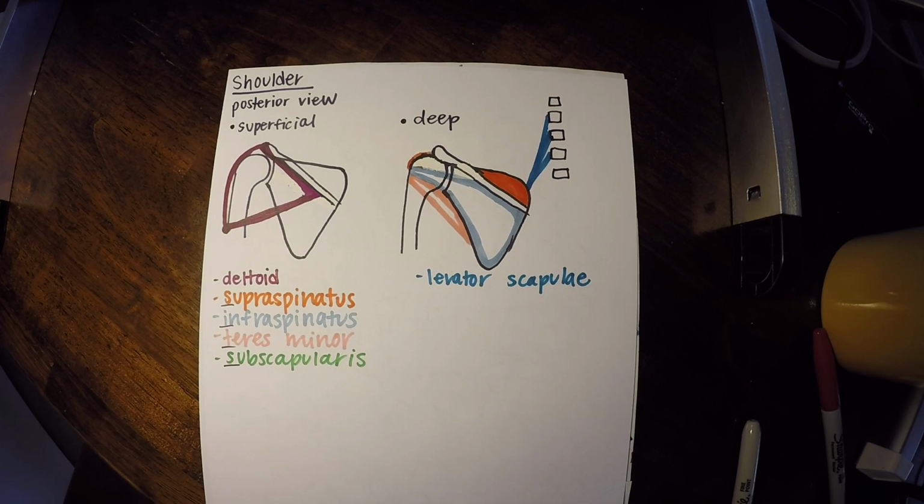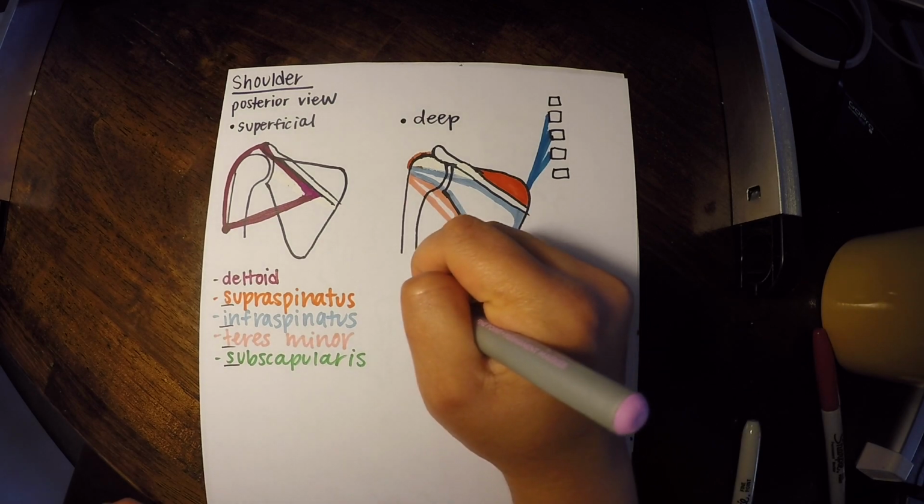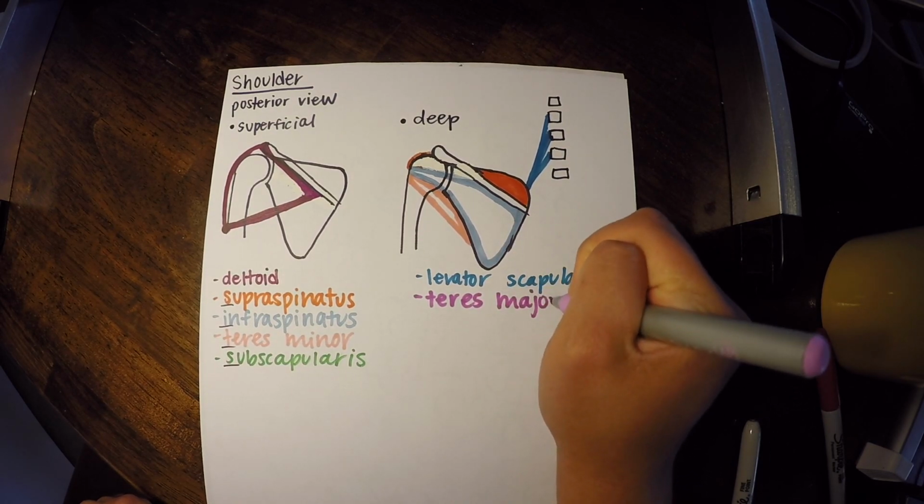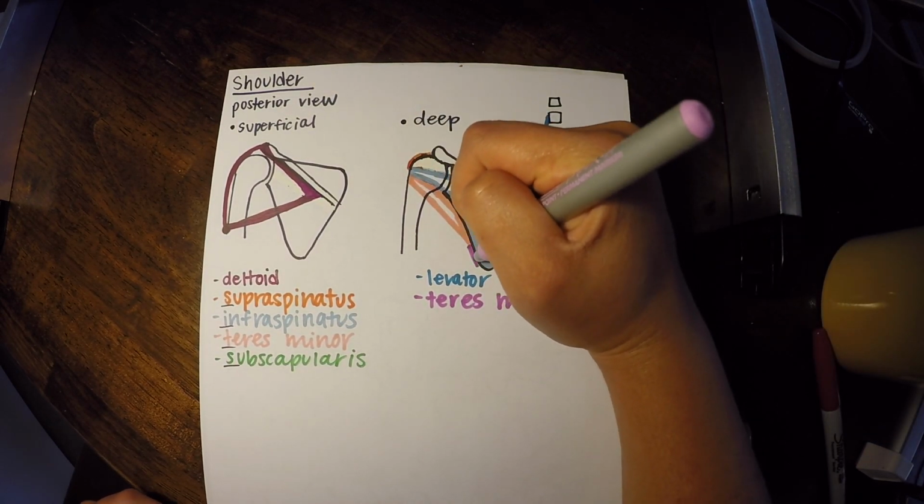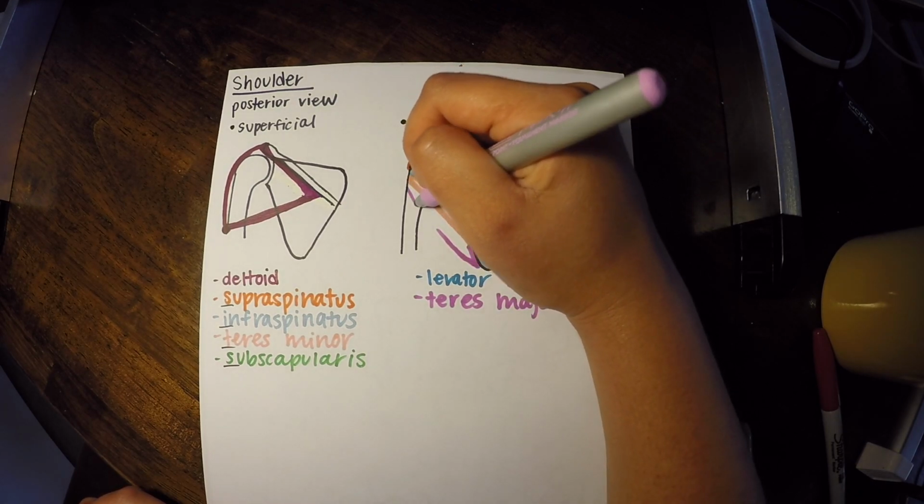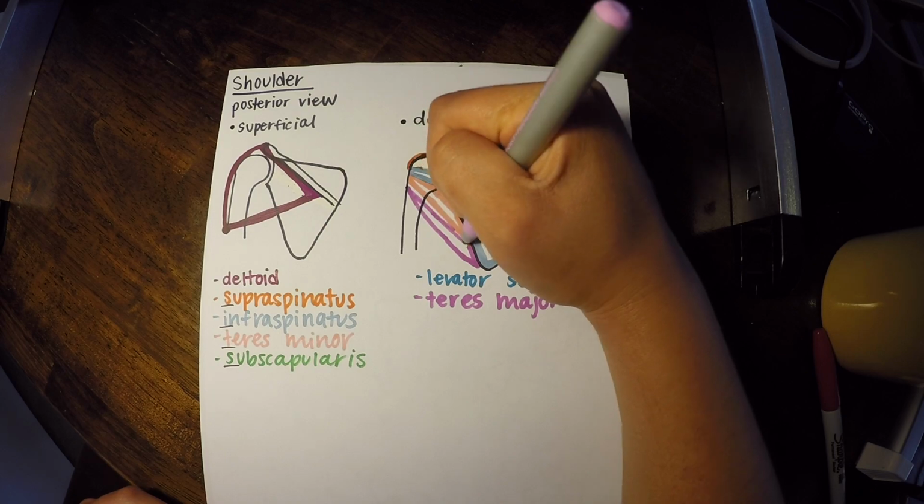I'm going to review the actions in just one moment, so hang in there with me. The last muscle that I'm going to draw is not a rotator cuff muscle, but it sounds similar to one of the rotator cuff muscles. It's actually called Teres Major, which is very close to Teres Minor. And it's going to go from the more inferior aspect of the scapula over to the humerus as well.